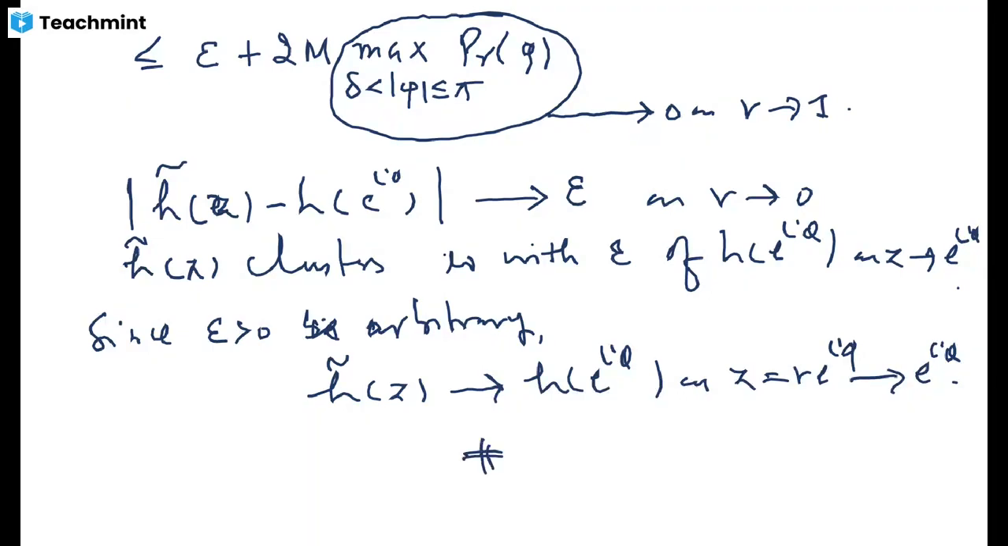So this completes our proof that h tilde is the required function, which is the extension of this h to the interior of the circle, that is the unit disk, and it becomes an extension of this h inside. Why is this extension unique? Let me write its uniqueness also.